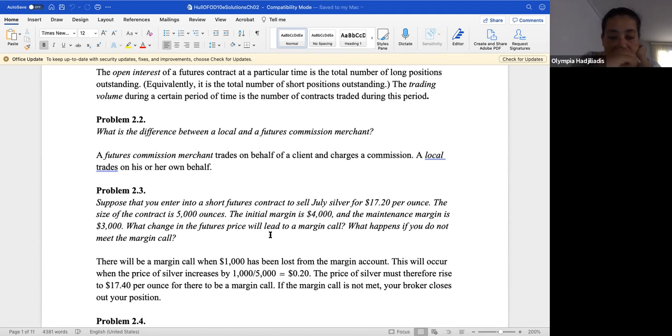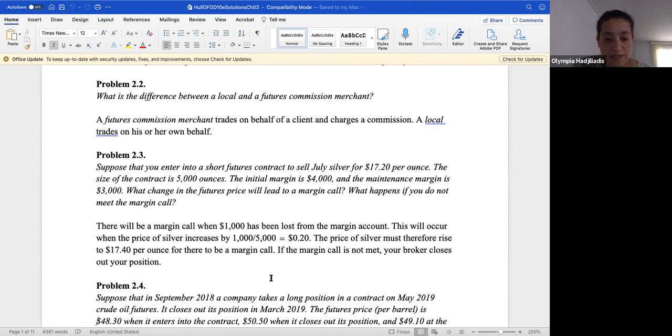There will be a margin call when $1,000 has been lost from the margin account. This will occur when the price of silver increases by 1,000 over 5,000, which is 20 cents. The price of silver must therefore rise to $17.40 per ounce for there to be a margin call. If the margin call is not met, then your broker closes out your position.